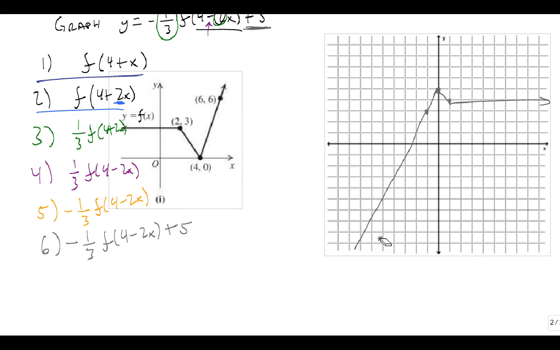And now we're done. We followed our proper procedure by doing horizontal shifting first, then horizontal compressing, vertical compressing, horizontal reflection, vertical reflection, and finally vertical shifting.